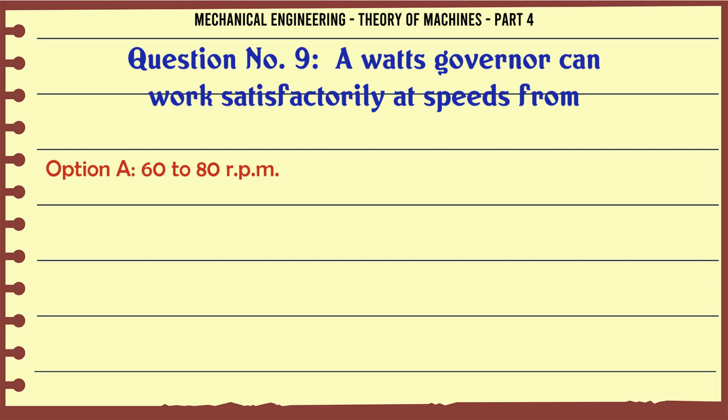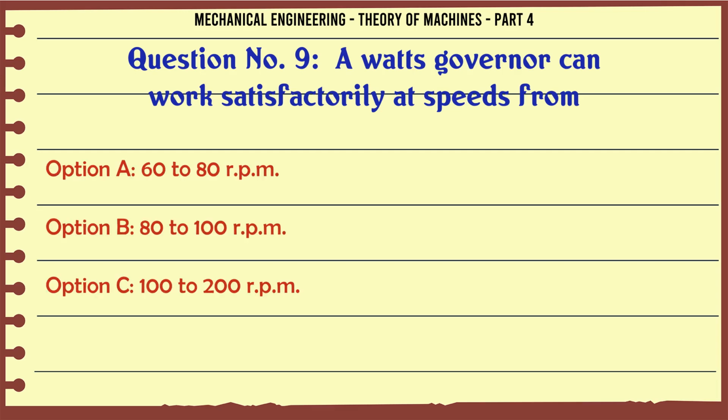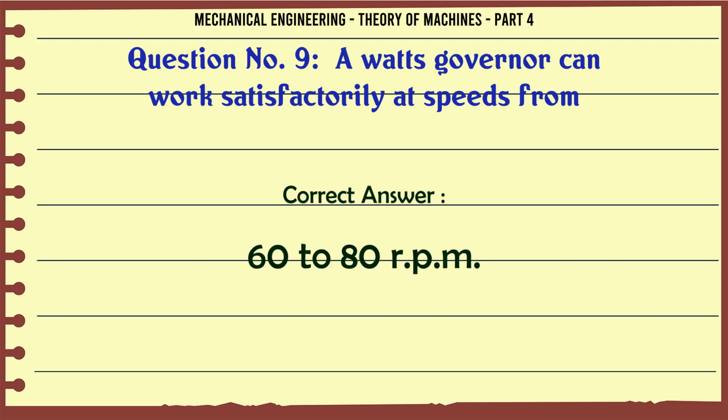A Watt's governor can work satisfactorily at speeds from A. 60 to 80 rpm, B. 80 to 100 rpm, C. 100 to 200 rpm, D. 200 to 300 rpm. The correct answer is 60 to 80 rpm.